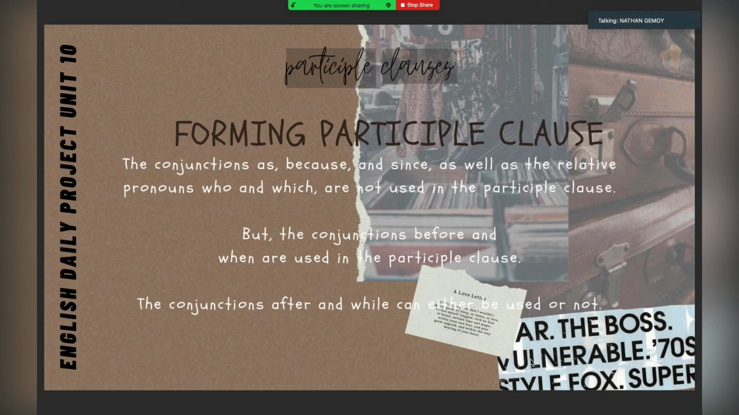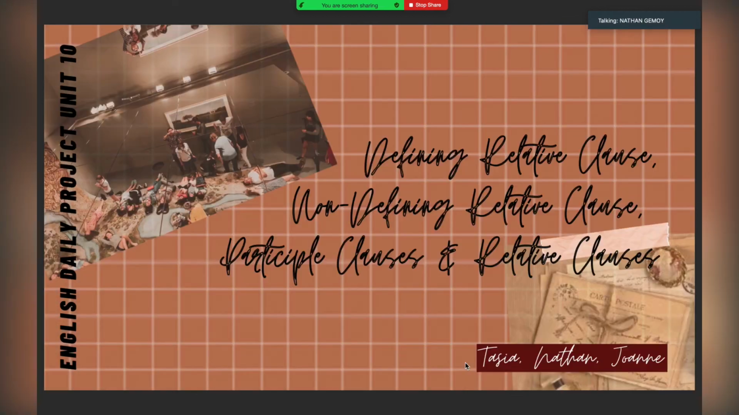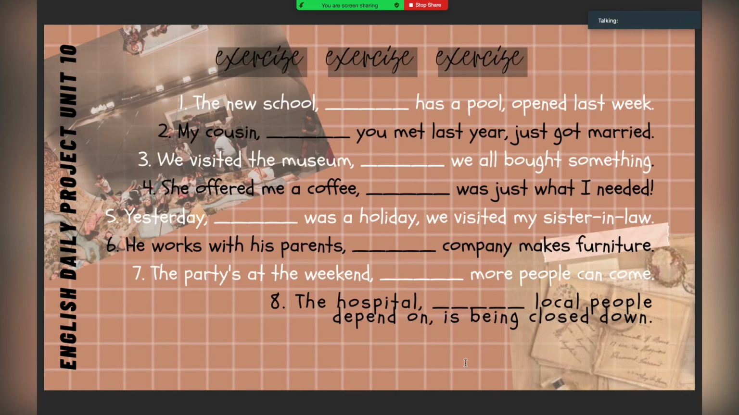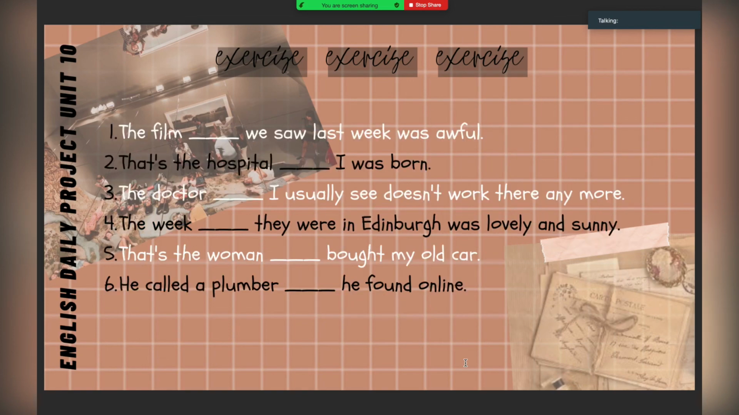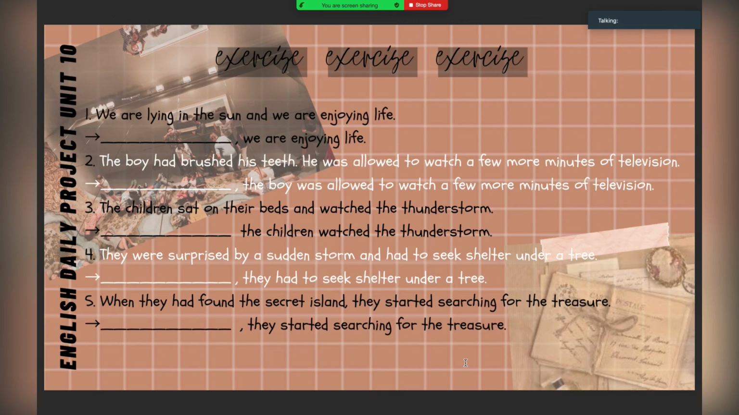So thank you guys. After this, let's head to the exercises. Now here are a few exercises for you to fill out. Here are exercises for non-defining relative clauses. You can pause the video and try to fill them in yourself. And here are examples for defining, or just normal, relative clauses. And again, you can pause and try to fill in the blanks yourself. Now here are exercises for participle clauses. Make sure to try and fill them in yourself and see how well you understood the presentation.